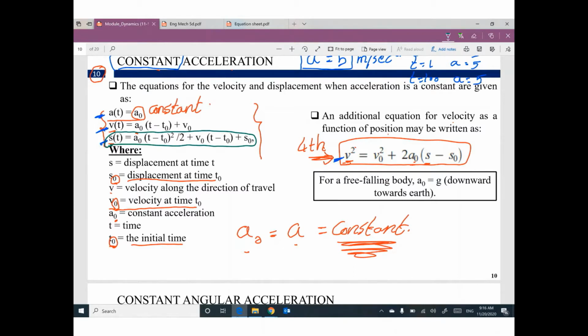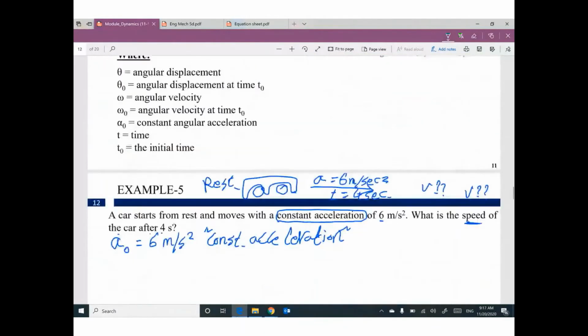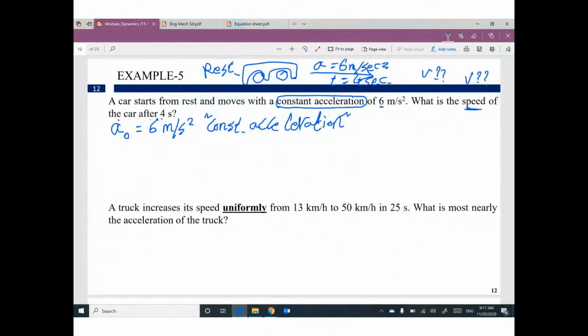What do you think about the second equation? I believe the second equation will be the perfect equation because the second equation is a function of velocity, acceleration, and the time. That's it. So your velocity at any time equals acceleration times t minus t naught, plus v naught.